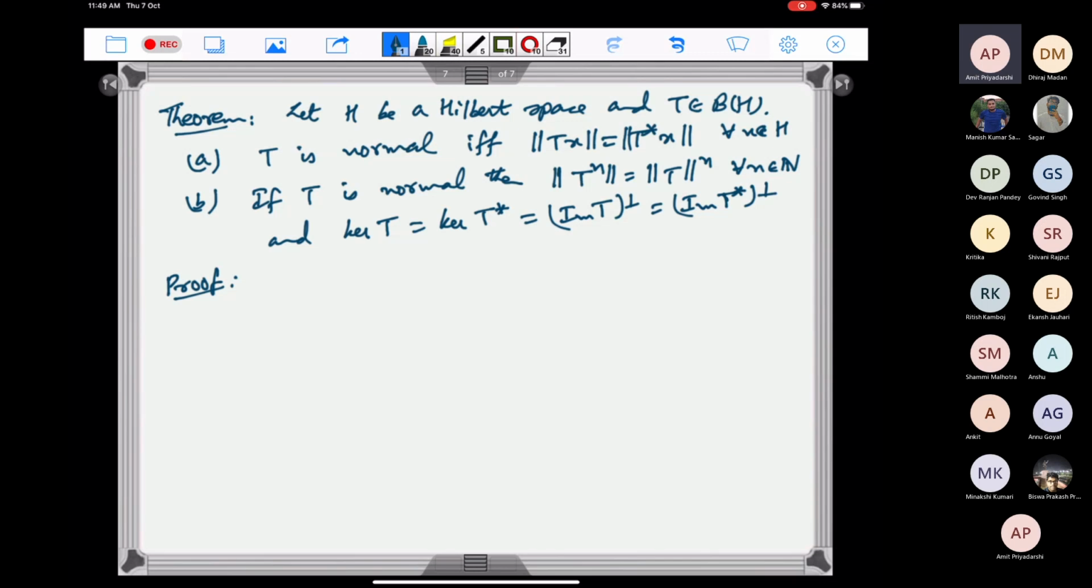This is one important thing, that the norm of T to the n will be equal to norm T to the n if T is normal. We know that norm of T^n is less than or equal to norm T to the n. Now this is true for any operator, but if it is normal, then these are equal. So the first part is easy to prove.